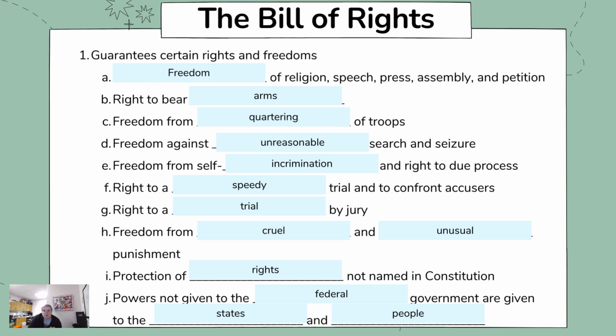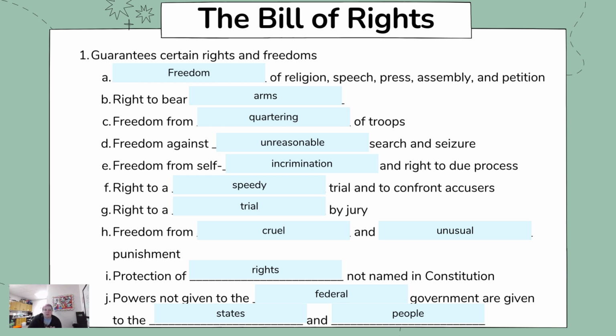The next one is freedom from unreasonable search and seizure. This means that law enforcement, I should say, can't come in and just start taking things away or searching without probable cause. The next one is freedom from self-incrimination and right to due process. Self-incrimination means that if you are part of a legal battle, or if the government wants you to testify against someone else, you don't have to answer questions that show that you broke the law.